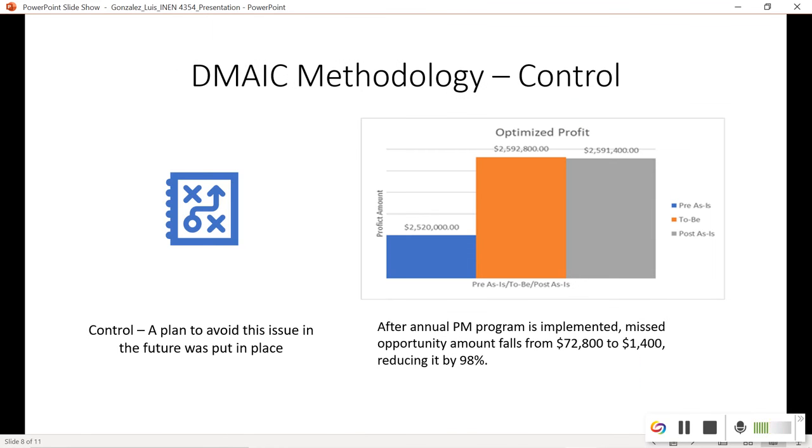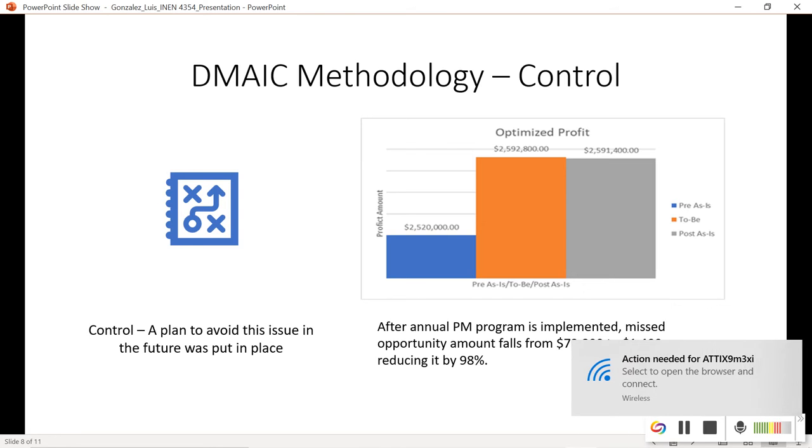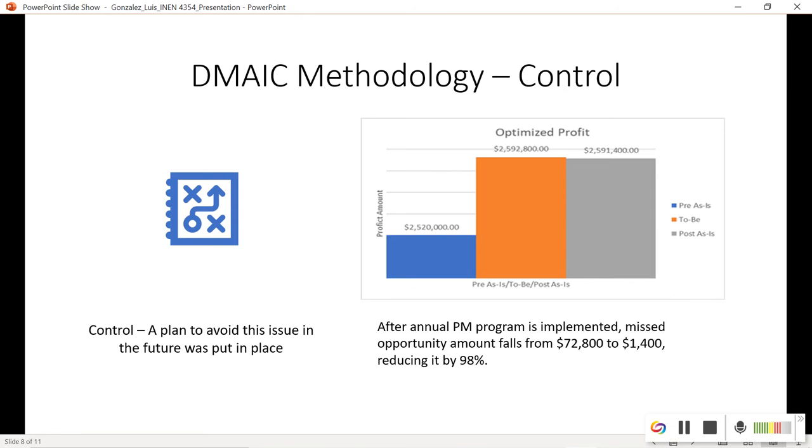In the control phase of the DMAIC methodology, it's important to figure out a way to avoid this issue in the future. So a plan had to be made to completely eliminate this issue and have something in place to have the equipment inspected quarterly or semi-annually. As we can see here, once the plan was implemented, which was preventative maintenance, the missed opportunity fell from 72,800 to 1,400 in profit, reducing it by a total of 98%.